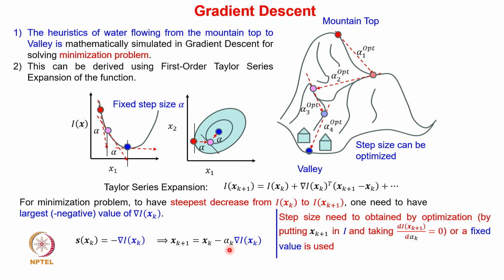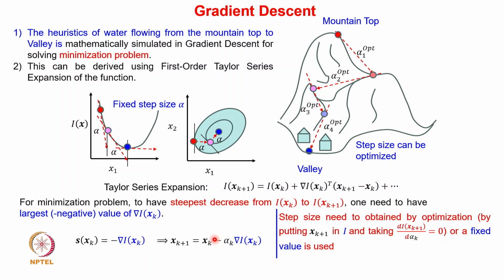For that, we optimize the function I(xk+1) with respect to alpha k. So we find the derivative dI(xk+1) by d alpha k equals 0, and based on that we find alpha k. You can put this particular expression into the function I, then optimize it with respect to alpha k, and find the optimum value of alpha k. Clearly this additional optimization step is required, and therefore in most practical applications we use a fixed step size alpha k instead of obtaining the optimum step size. This is the commonly used practice.